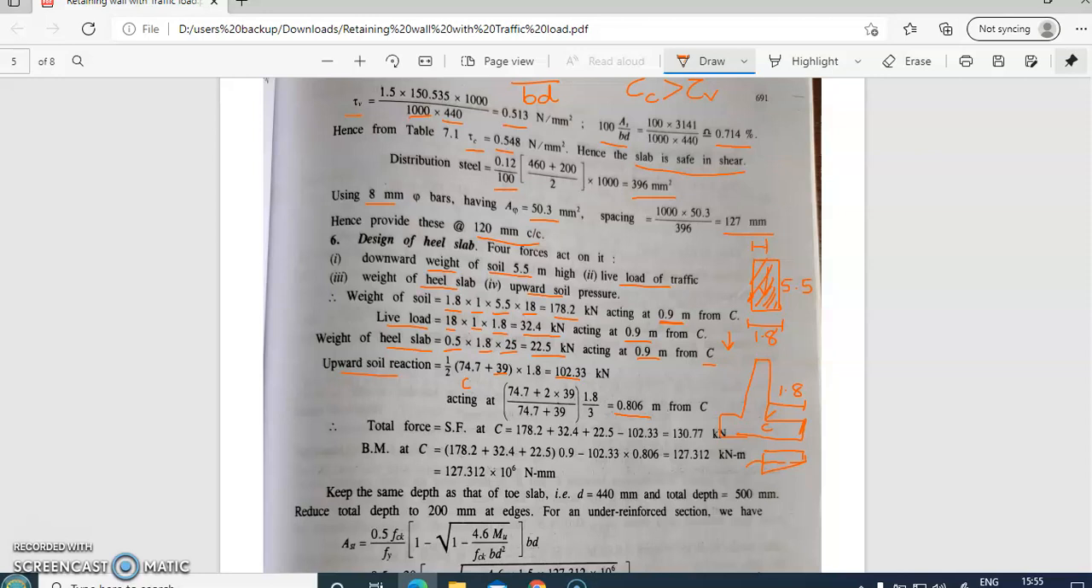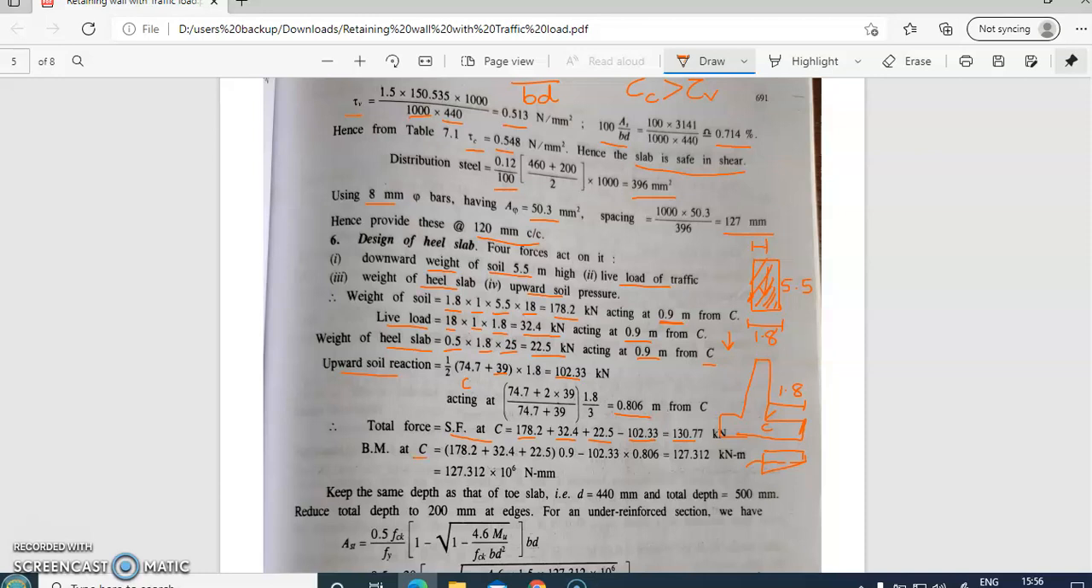The total shear force at C will be the addition of the weight of the soil, weight of live load, self weight of the heel slab, these are all acting downwards, and the upward is negative, which is 102.33. So the total shear force at C is 130.77 kilonewton.